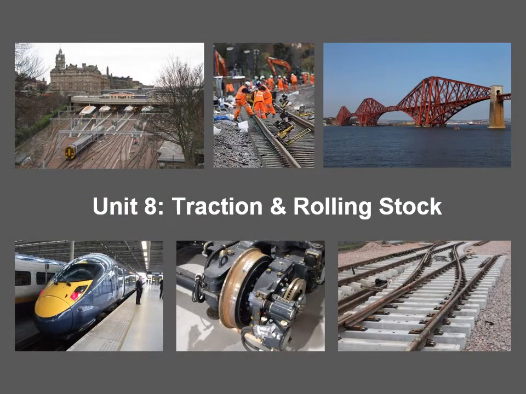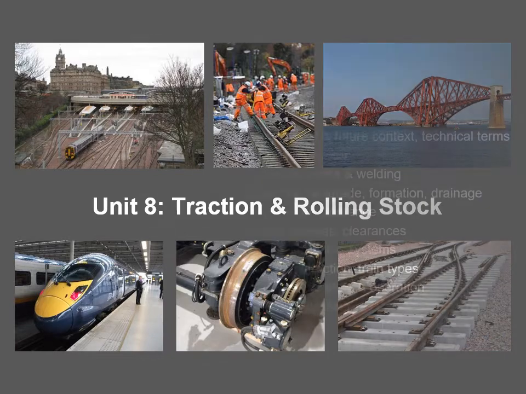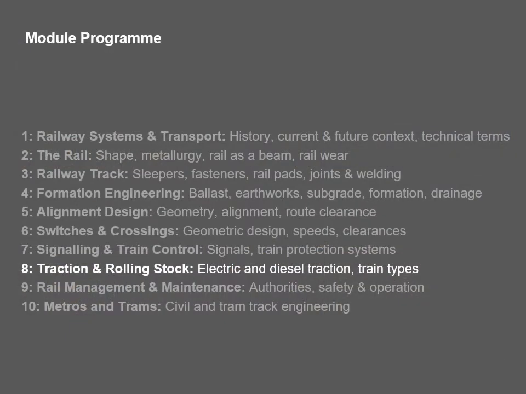So this is Unit 8 of the module, and in this unit we're going to look at traction and rolling stock. We're going to look at the locomotives and the coaches, the differences between electric and diesel traction, and the main types of train that are available in the UK and Europe.